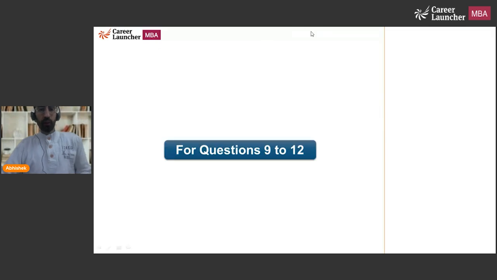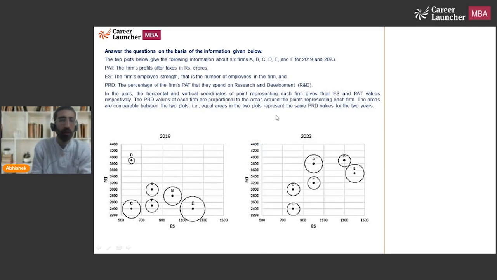Let's look at question number 9 to 12. What does 9 to 12 say? It says there are 2 plots. They have PAT, profit after taxes, and ES, employee strength, and the question also talks about the percentage of the firm's PAT that is spent on research and development, right?